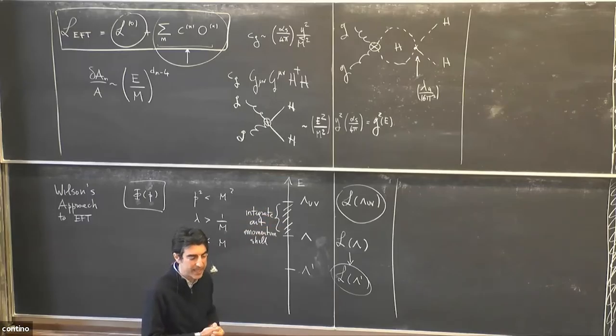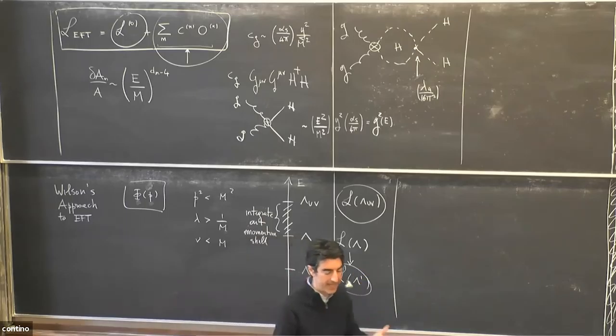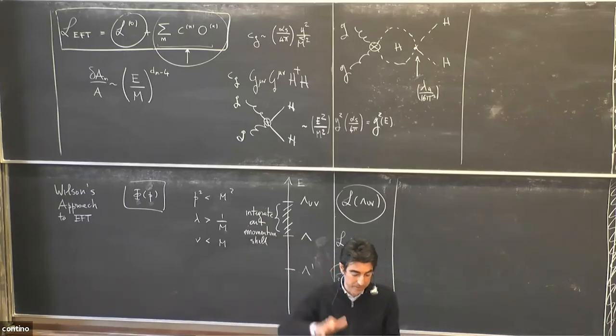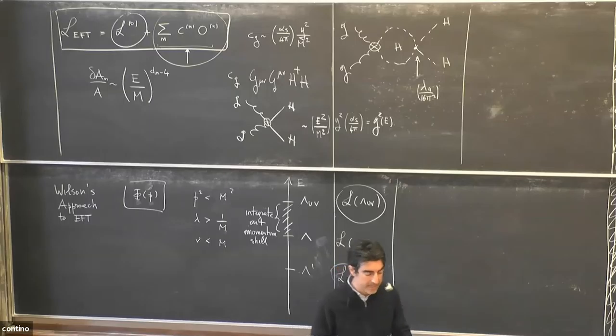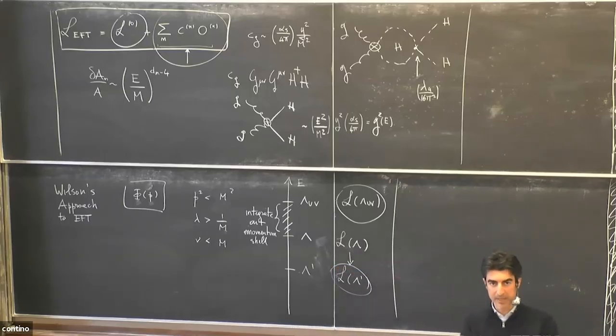You need to know how these UB fields behave and propagate and interact. So it's information that you don't have in the effective field theory. Let's do the matching, okay? And then we come back to this question.